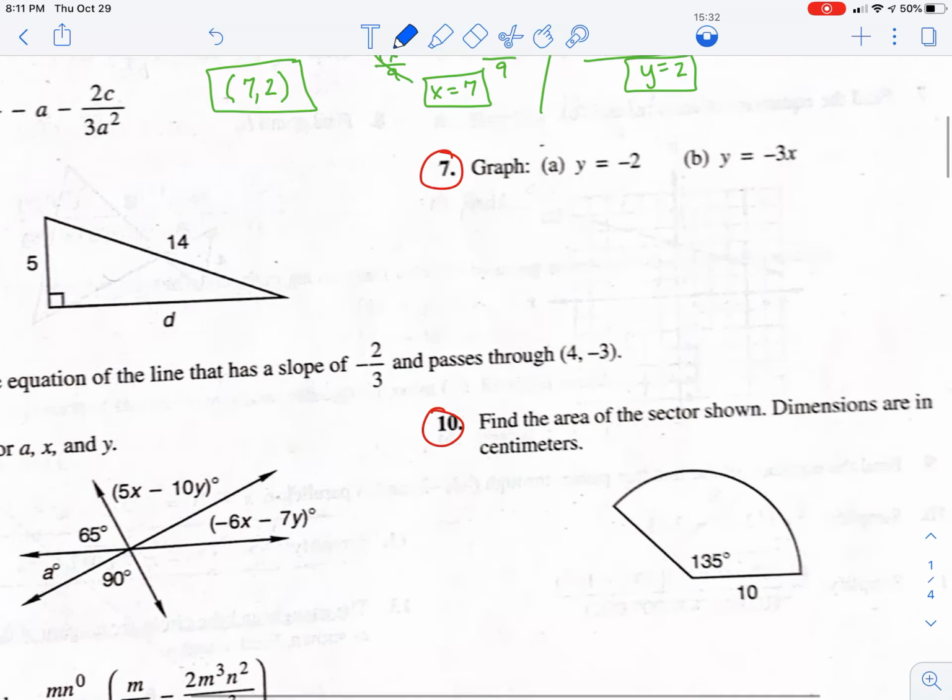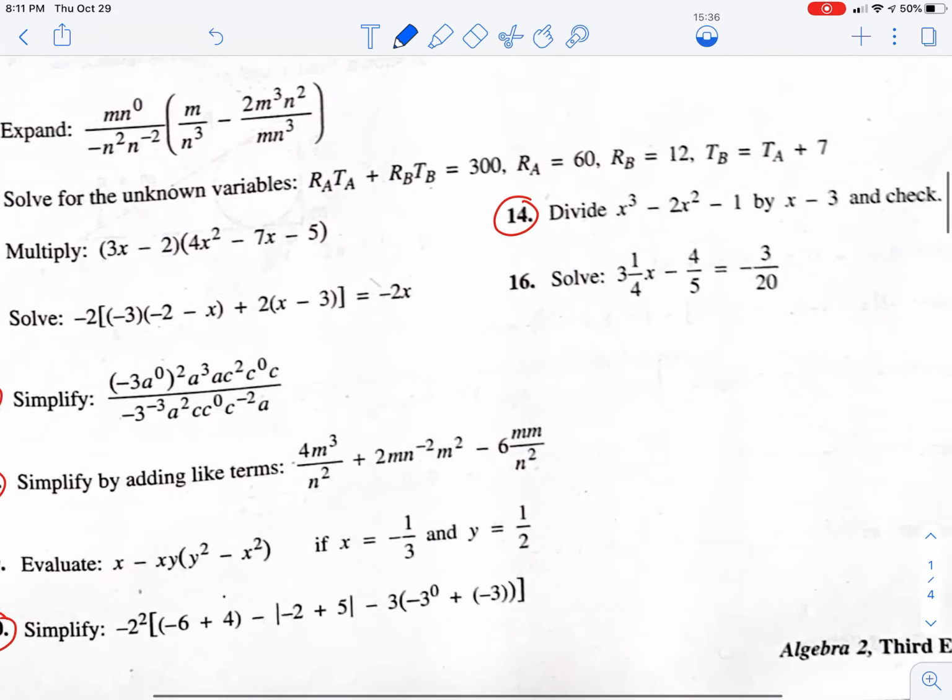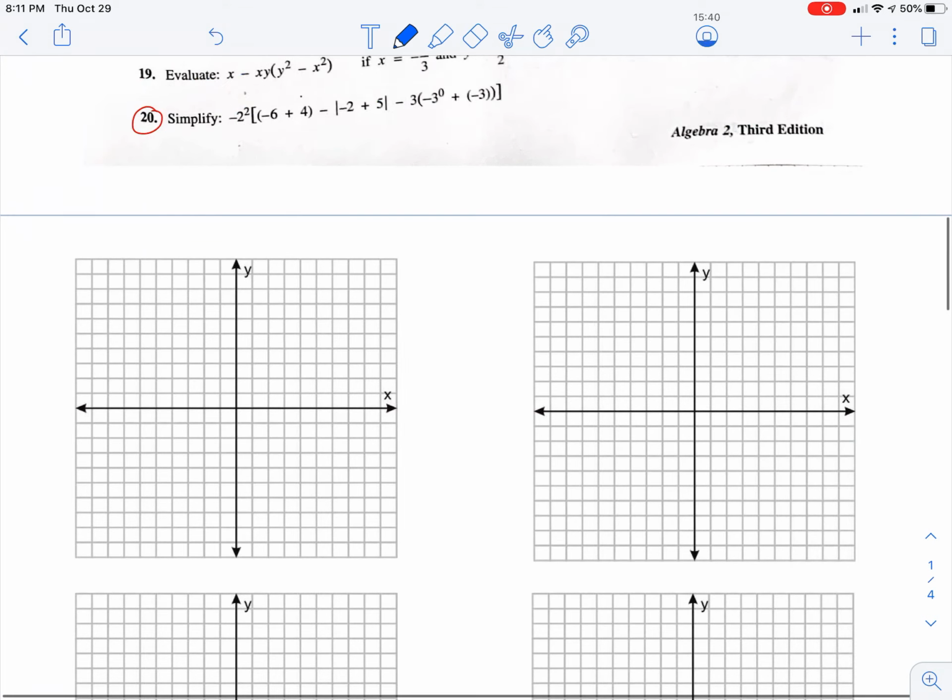Now let's look at number 7. Number 7, we want to graph these two equations. So I have y equals -2. So we'll go down here on a coordinate plane, and we're going to graph y equals -2. As you know, we saw something like this earlier. We just find -2 on the y-axis, and that is y equals -2. Okay, so you find your point at -2. It's a horizontal line. Y does not change, x is changing. So it's a horizontal line at y equals -2 is going to be your equation.